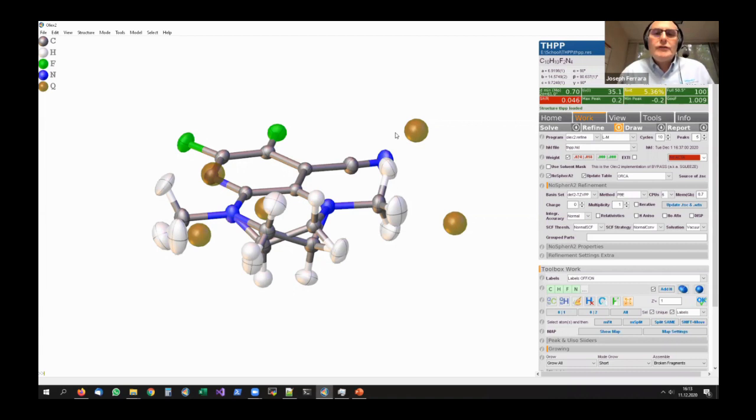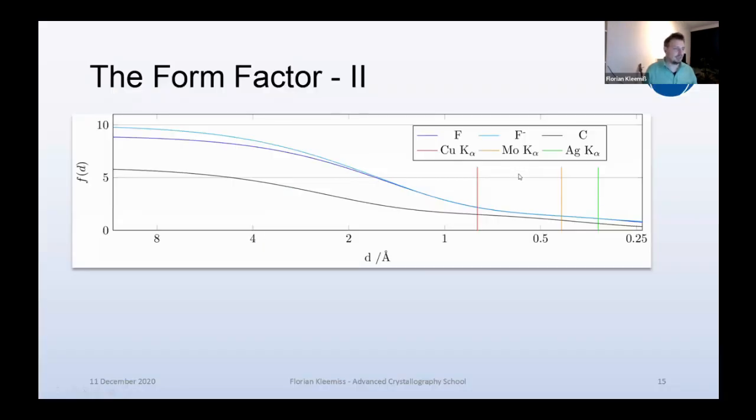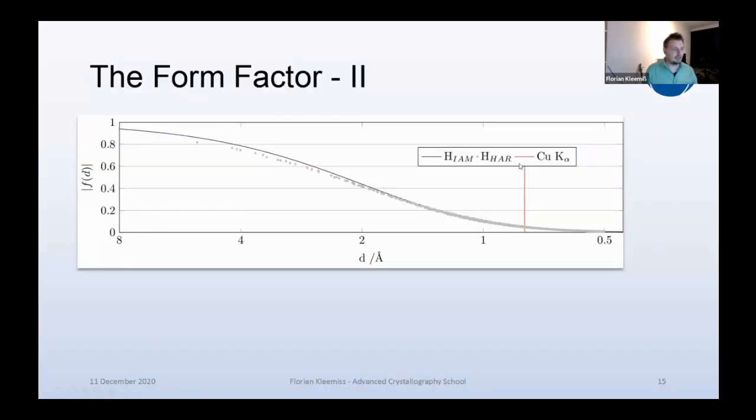Would a good measurement with copper be good enough for these methods? This is also a very, very important point. Let me go back to the slides. If you look at this, I included the usual diffraction limit of copper here. The deviation from the spherical model for hydrogens, for example, is observed way below the copper diffraction limit already. So if you have a good quality copper data set, you can very well use Hirshfeld atom refinement.